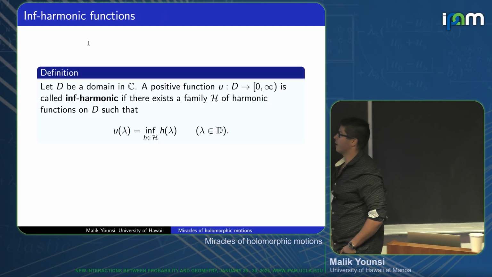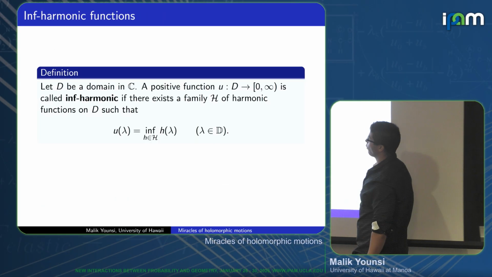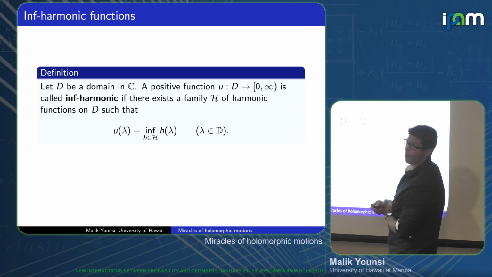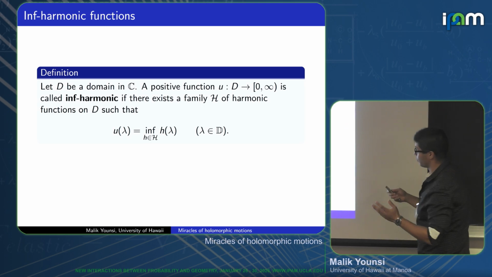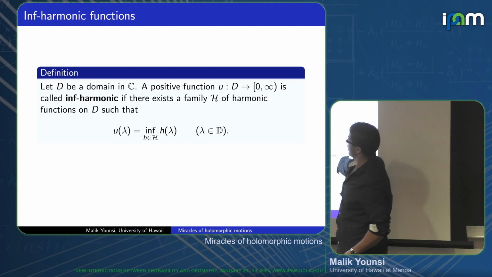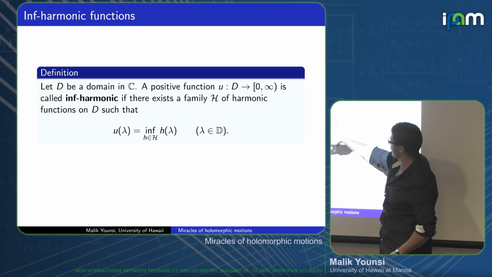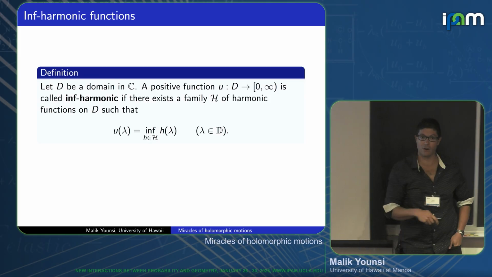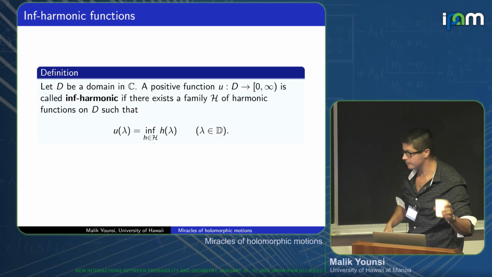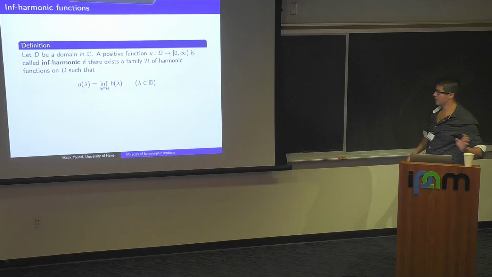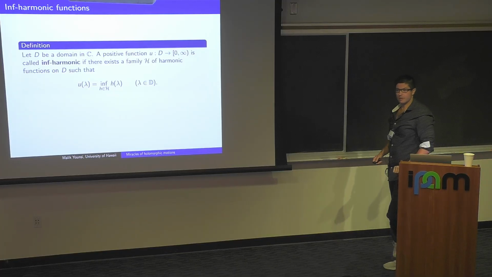And what kind of functions satisfy Harnack inequality? I talked briefly about them when we talked about logarithmic capacity. These are the infimum of harmonic functions. So that's what we call inf harmonic function. If you have a positive function, then we call it inf harmonic if it can be written as a pointwise infimum of a family of positive harmonic functions on the disk. Okay, questions so far?